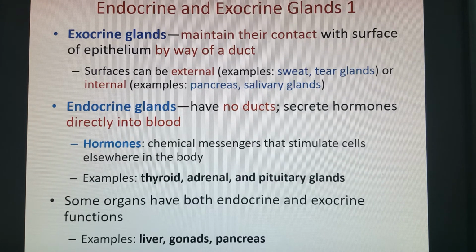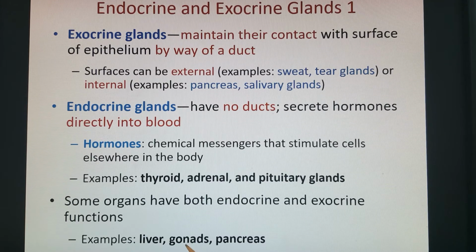Should be on this list. I just didn't put it on there. I keep forgetting. Pancreas also is an endocrine gland because it makes insulin, which helps us to regulate our... Oh, darn, there it is. Some that are both endocrine and exocrine. Okay, so pancreas being one that, for example, creates insulin to control blood sugar.